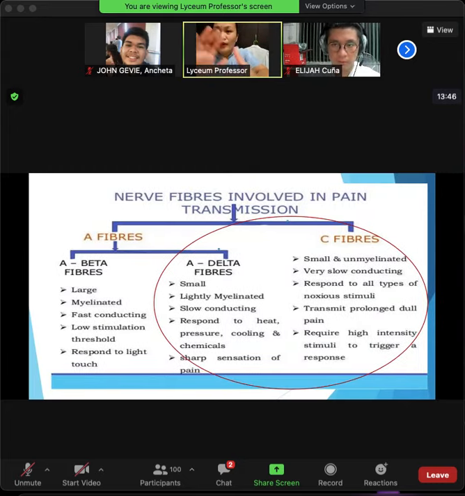So we also have nerve fibers for your pain, as we have discussed before. We have your A delta and your C fibers, di ba? Sabi ko nga sa inyo, A delta is mainly concerned with your sharp sensation of pain, while your C fibers are responsible for your slow pain. Okay.